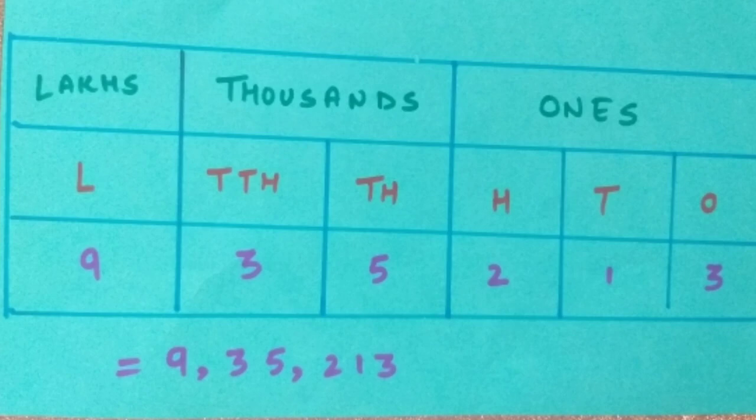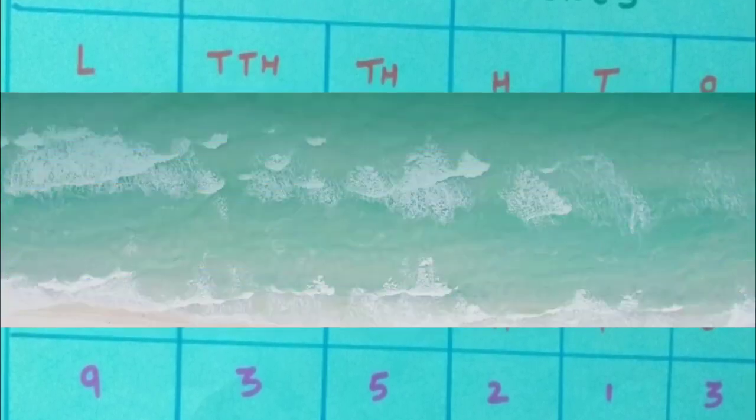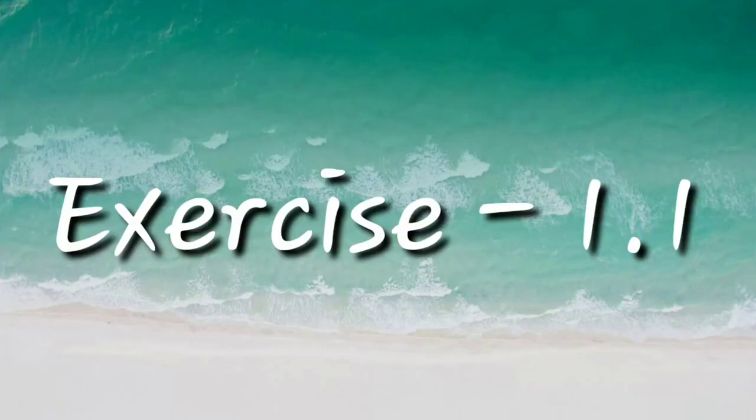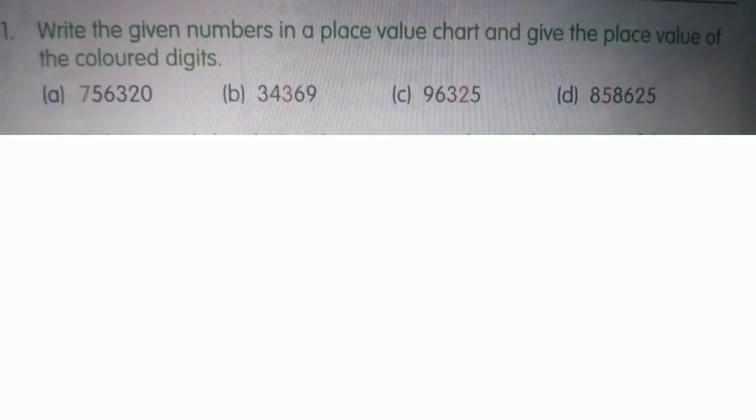So I think the concepts are now clear to you. You are ready for doing the exercise of this chapter. Okay, so now let's start with our exercise 1.1. The question number 1 in exercise 1.1 says that write the given number in a place value chart and give the place value of the colored digits.